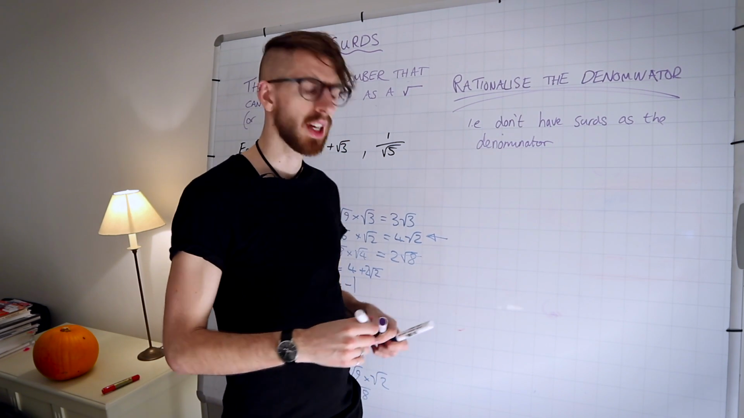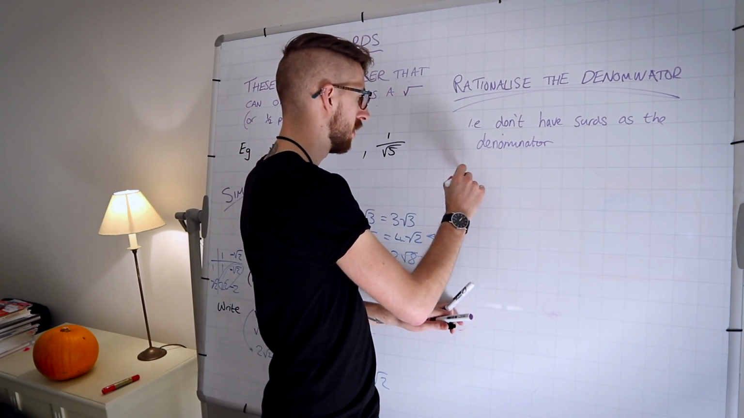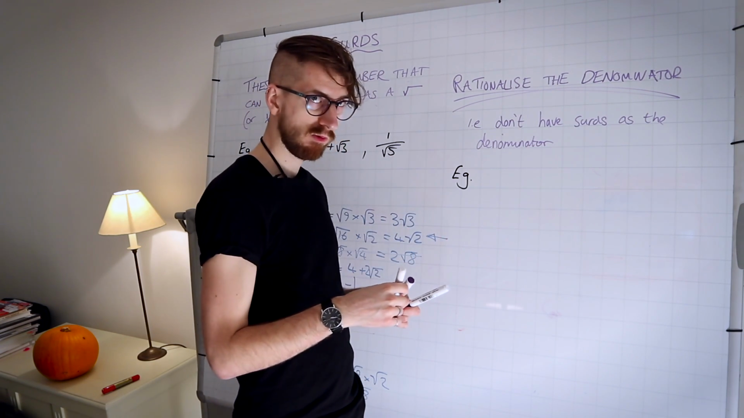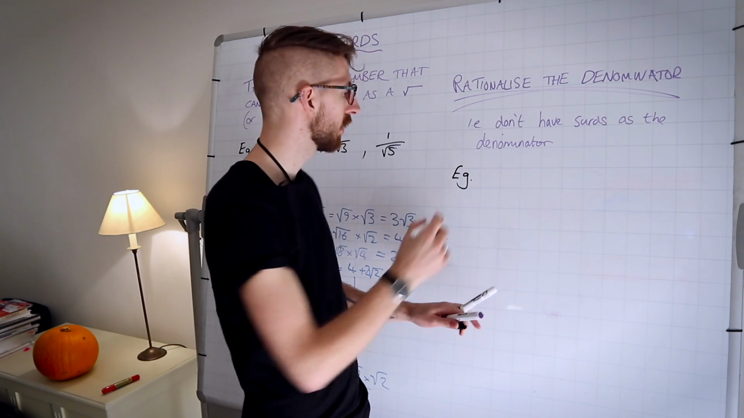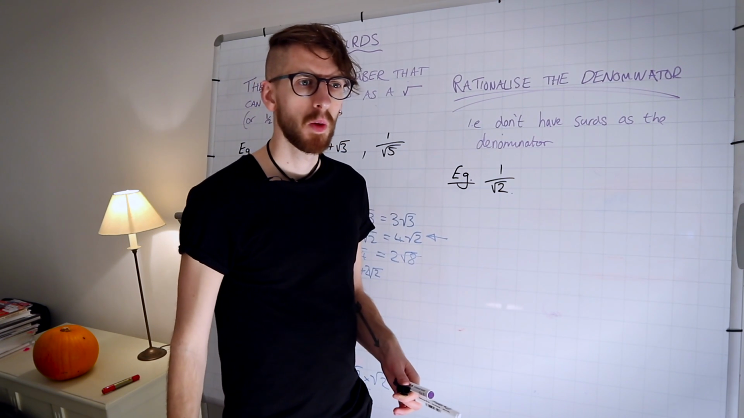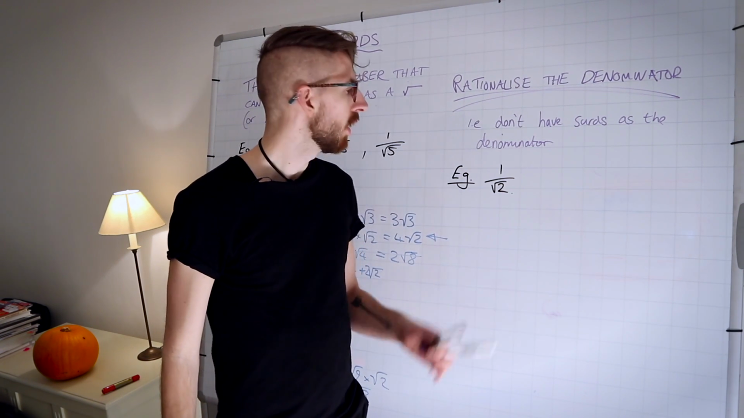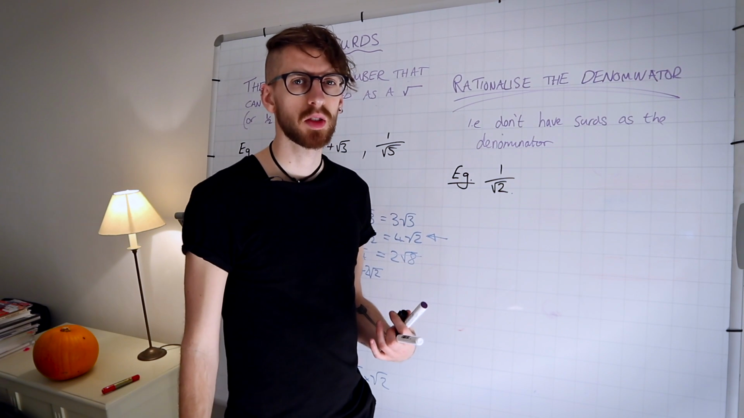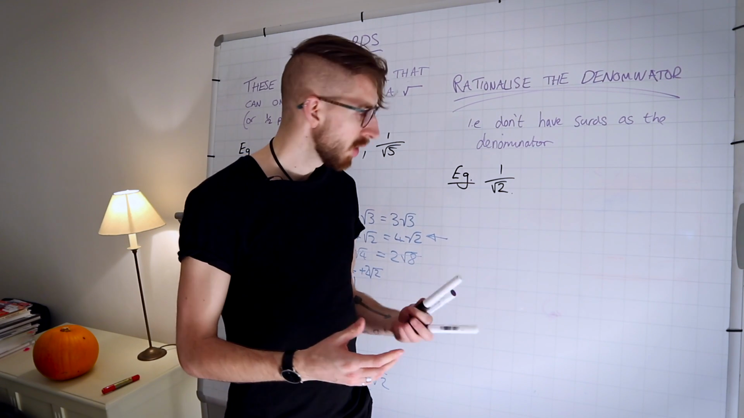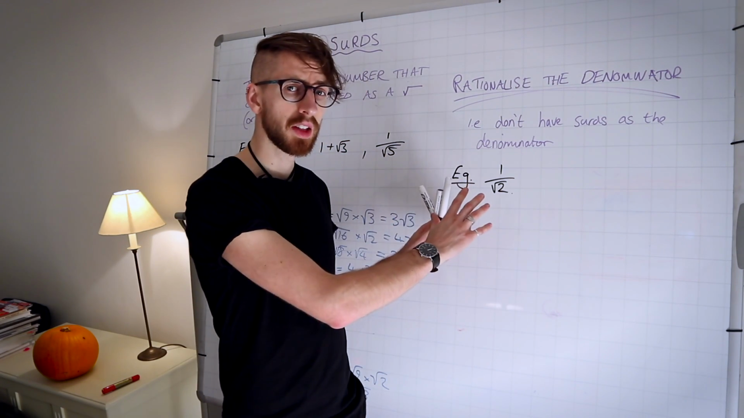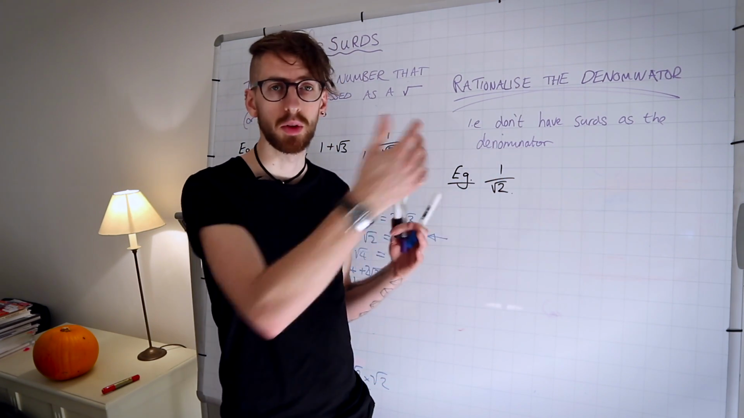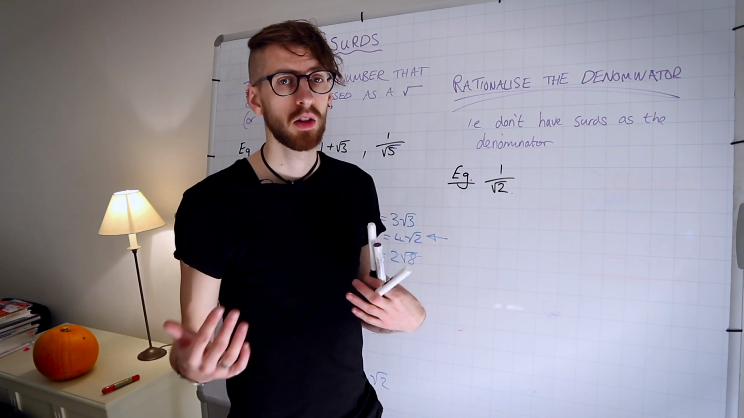So let's have a little example. Let's just go stupidly easy, 1 over root 2. 1 over root 2 is probably the simplest irrational fraction that we could have. Now, when you want to change this, we kind of have to be smart about what we do. We can't times it by like root 2 because that's going to make it another fraction.